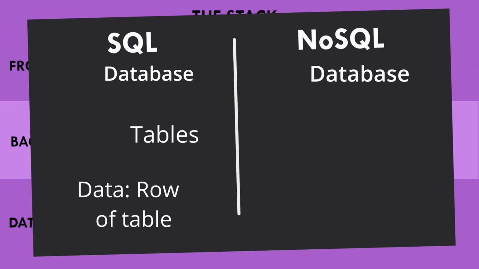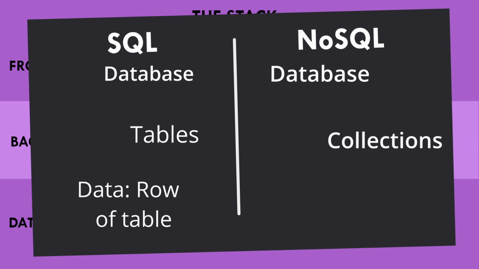NoSQL databases organize the data more like the files on your computer. Databases have collections, which are like folders, and folders have documents, which are like text files. So these documents don't need to have any internal similarity with each other, even though they are in the same collection. But obviously in SQL, everything in the same table will have the same format and is probably related.